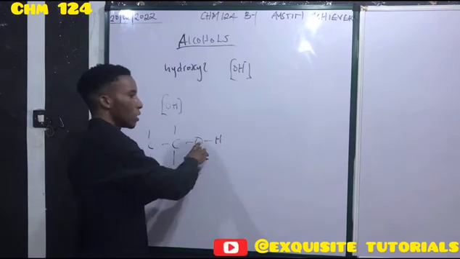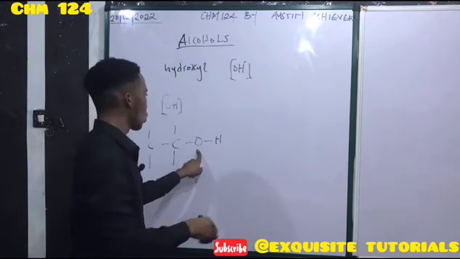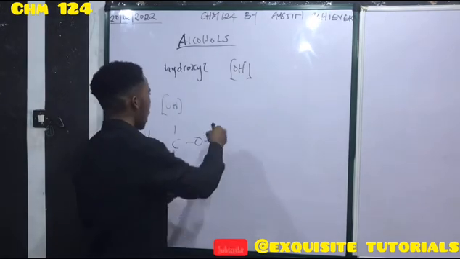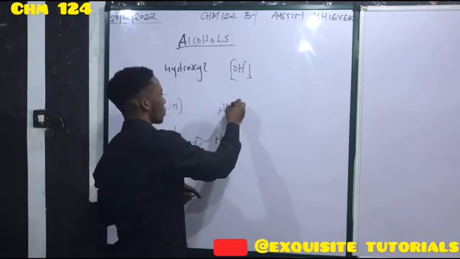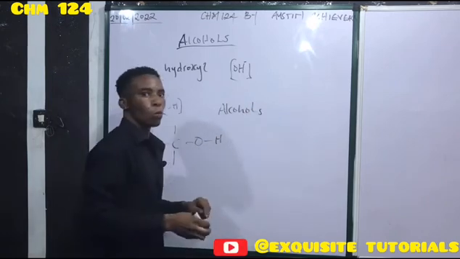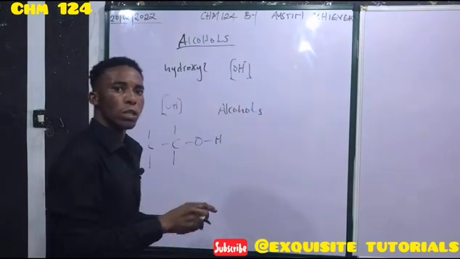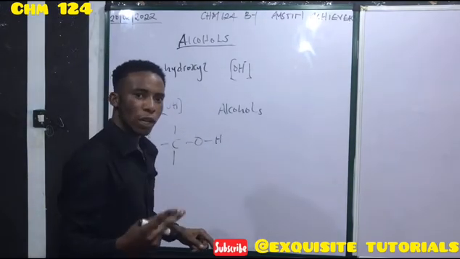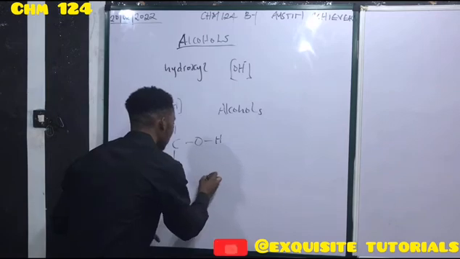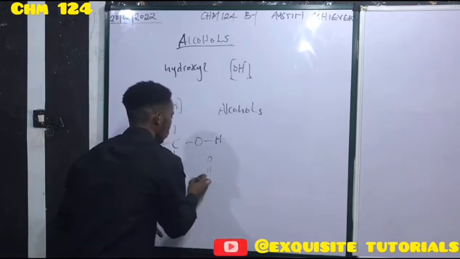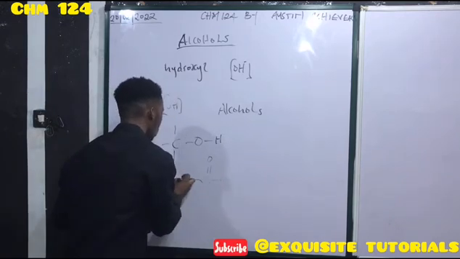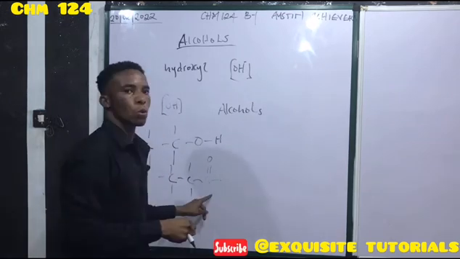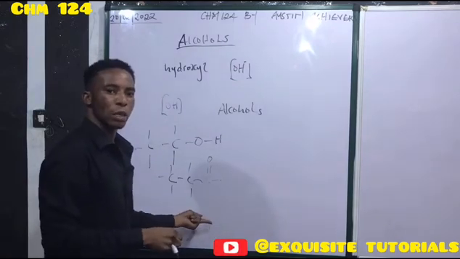When this oxygen shares its two electrons with both hydrogen and carbon, we call this an alcohol. On the other hand, when this oxygen shares its two electrons with the same carbon atom, what do we call this? We call this a carbonyl compound.